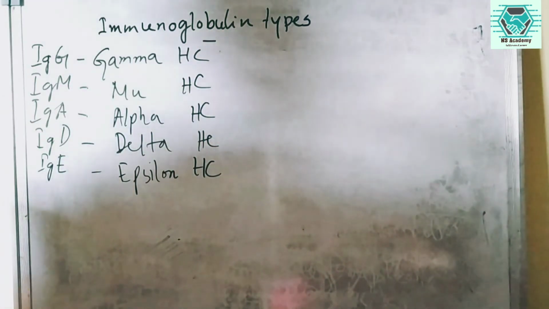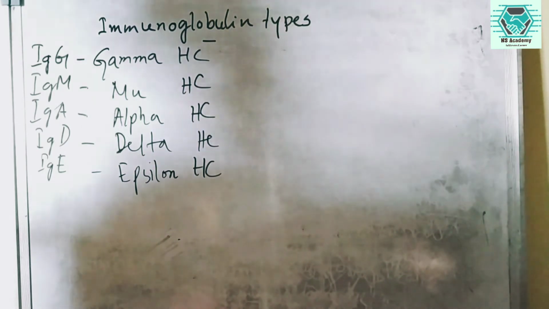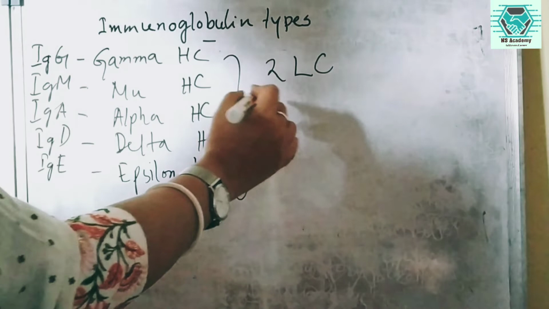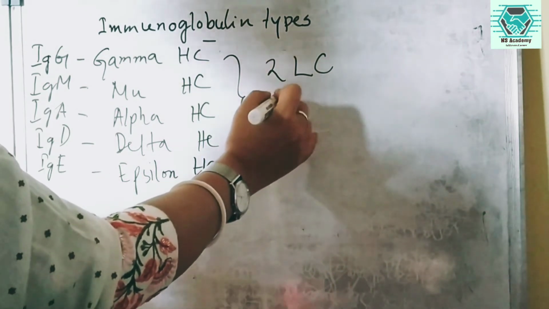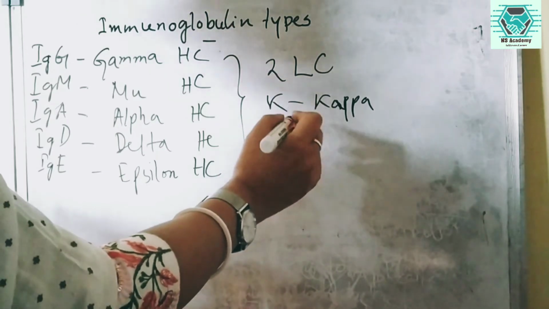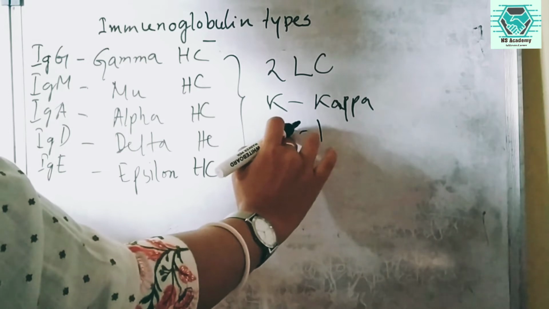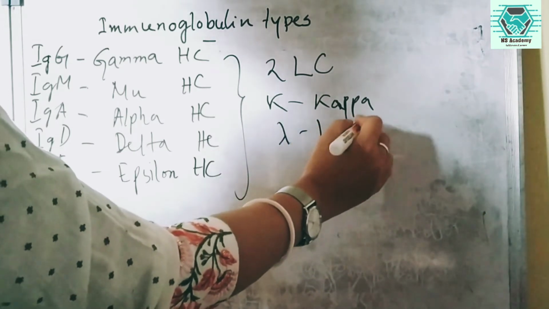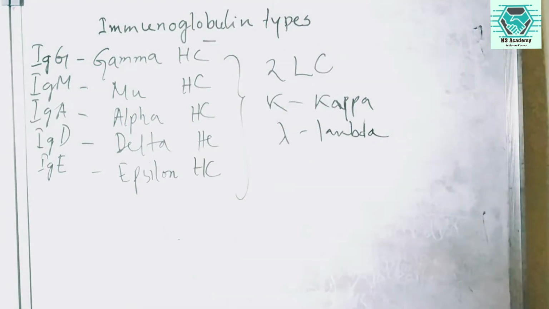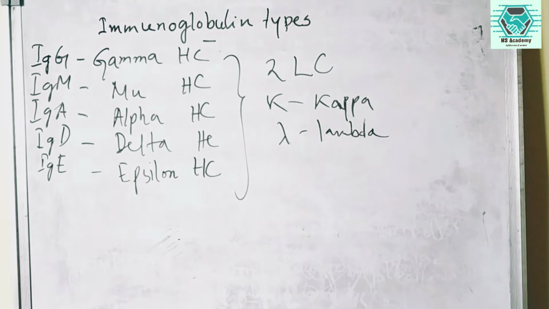In the case of light chains, we found two types. One is kappa and the other is lambda. An immunoglobulin contains two kappa or two lambda light chains and never a mixture of kappa and lambda. Kappa chain is 60% and is more common in the human body.